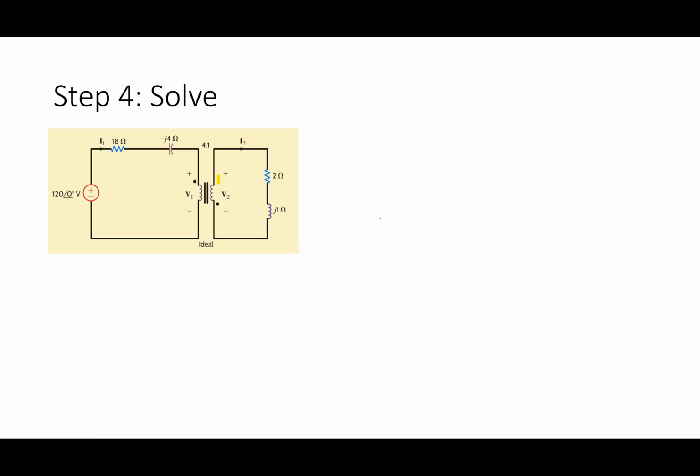Okay. All right. It gets us to the last step, which is basically to solve and figure out what the voltages and currents are. So in this particular case, let's do that. Let's call this guy again, I'm going to say I got VA right here. VA is the voltage across the 18 and the negative J4. And then I'm going to say VB is the voltage across the 2 plus J1 in series with each other.